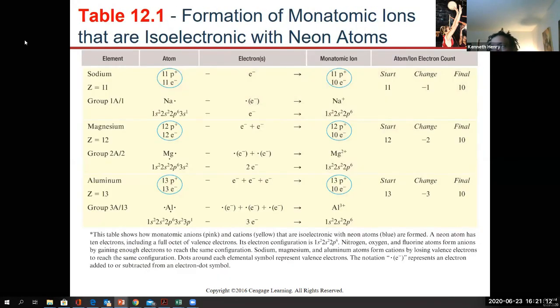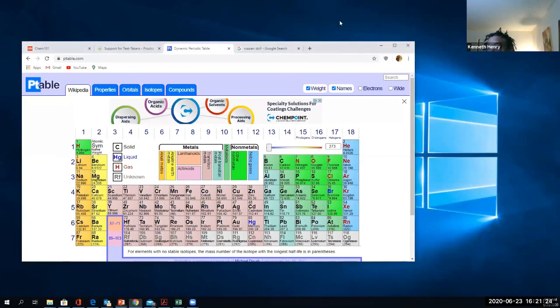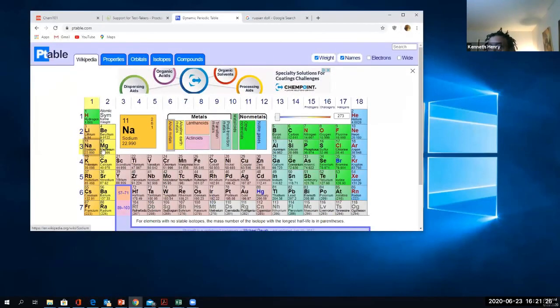So that's the same thing that happens on the other side. Here we have sodium, magnesium, and aluminum. So on your periodic table, we have sodium, magnesium, and aluminum. What are these guys going to do? Are they going to want to gain electrons? What type of ion are they going to form if they have the ability of getting electrons or losing electrons? Losing. They lose electrons.